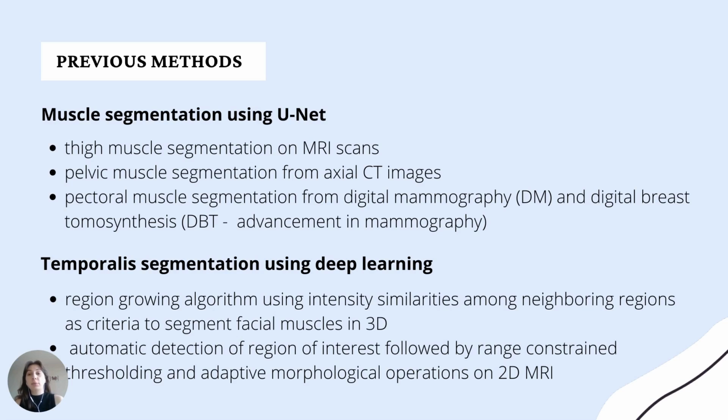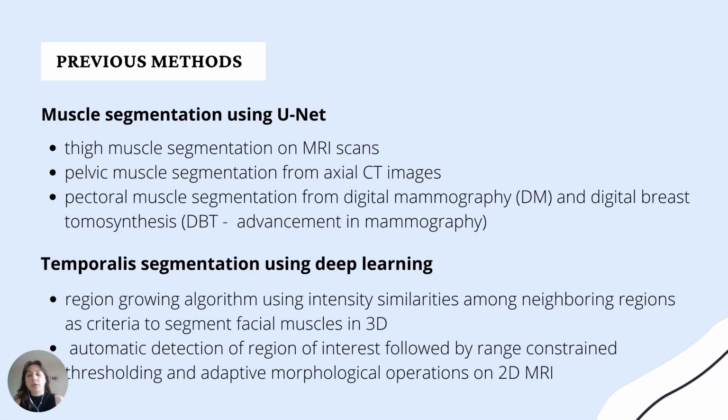Convolutional neural networks have been used in a variety of medical image segmentation tasks, including muscle segmentation. UNET, which is a neural network designed specifically for medical image segmentation, has been used to segment various muscles successfully, such as thigh, pelvic, or muscles of the chest. And a variety of imaging modalities have been used, for example, magnetic resonance imaging, computed tomography, or digital mammography scans of the breast.